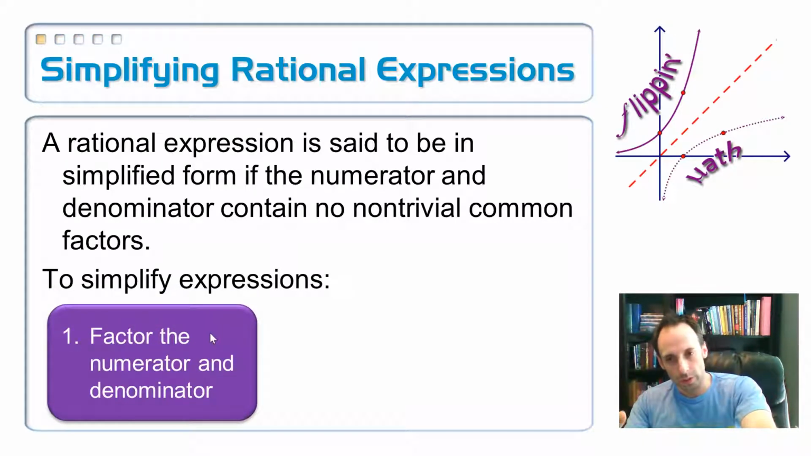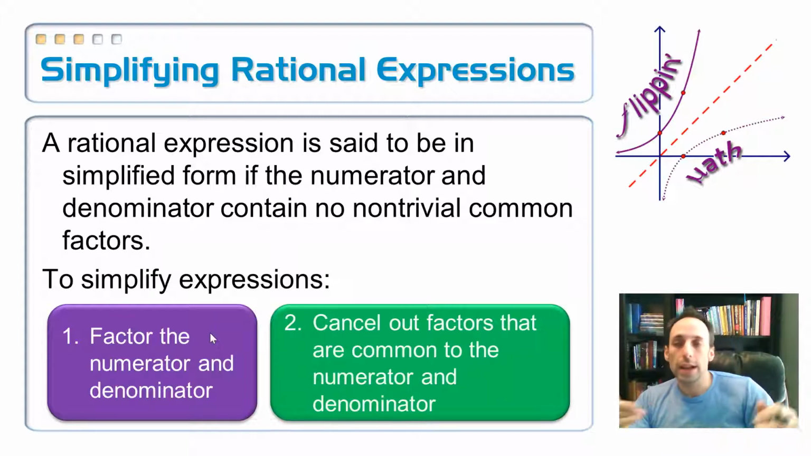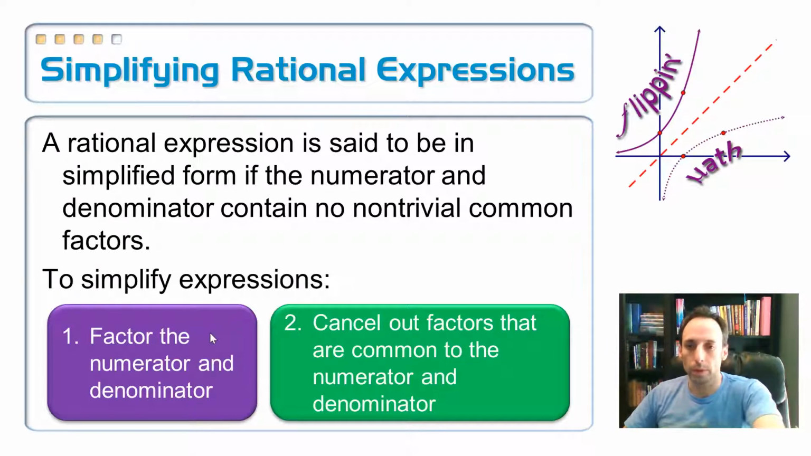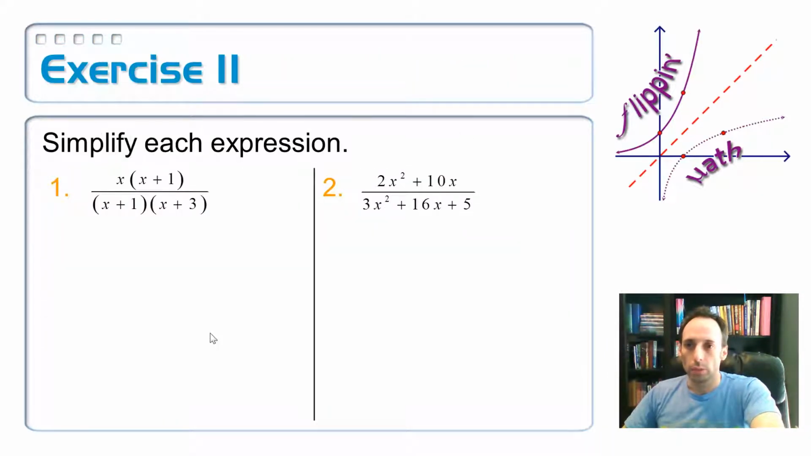The first one, step number 1, is to factor the top and the bottom. Factor the numerator and the denominator. Then once you have it factored, cancel anything that they have in common. Cancel out the factors that are in both the top and on the bottom. So let's give that a try right here.